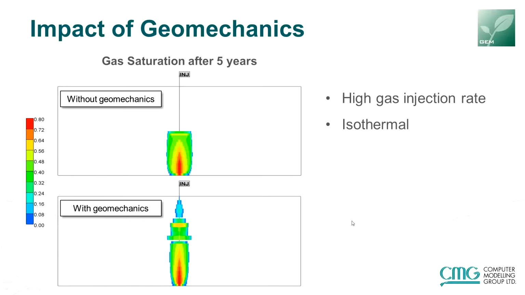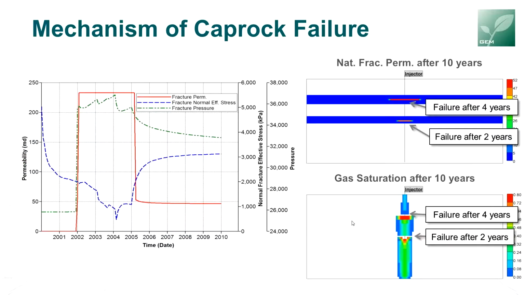To analyze this further, to see why this happens, look at the picture on the left side. The red color shows fracture probability. It's 0 till about 2002, and then suddenly fracture probability increases. That corresponds with the decrease in the normal stress and the increase in the fracture pressure. This happens at about 2 years, shown on the right-hand side. This caprock's permeability increases suddenly after 2 years. Then the CO2 continues to escape through it, reaches the upper caprock, and fails the upper one after 4 years. And after 10 years, you can see the gas saturation is all over the place. It's not just in the aquifer, but has expanded all the way to the overburden.